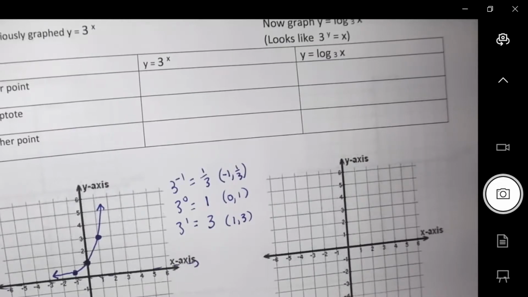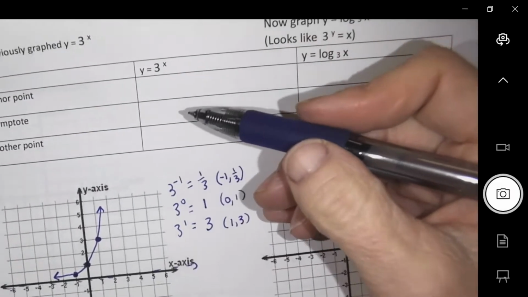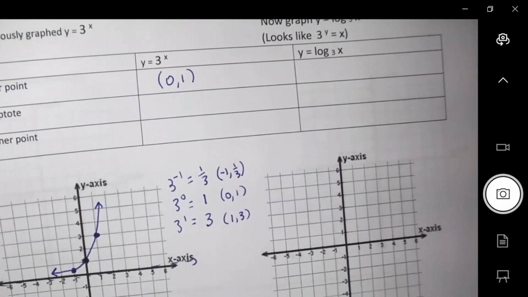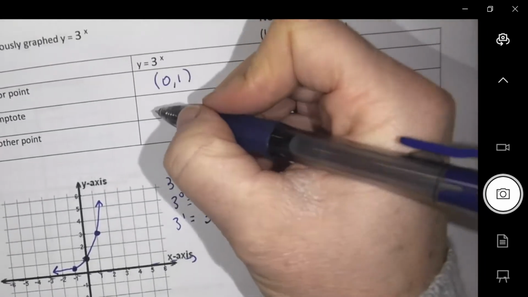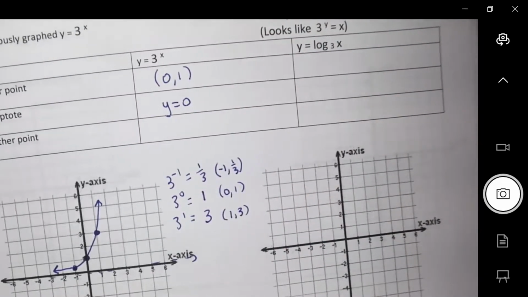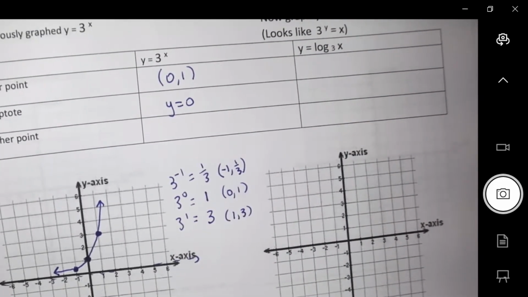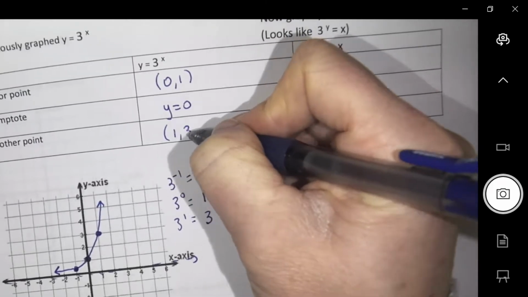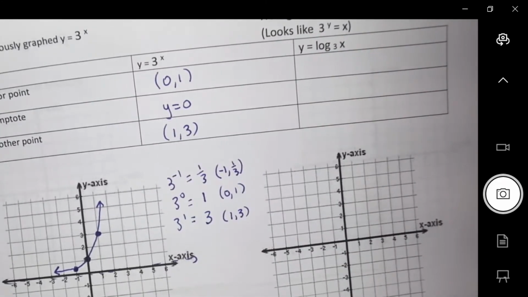Okay, so we did this. An anchor point, 0, 1, is always on that, obviously unless you've transformed something. The asymptote is always y equals 0, unless there's a shift down or up, something like that. We'll change that, right? And another point is 1 comma 3.